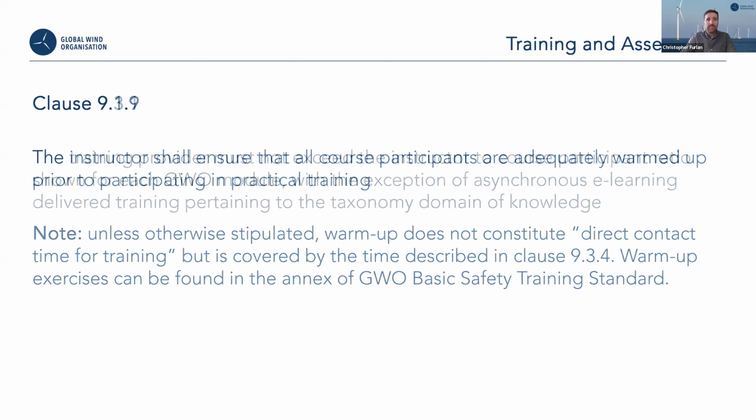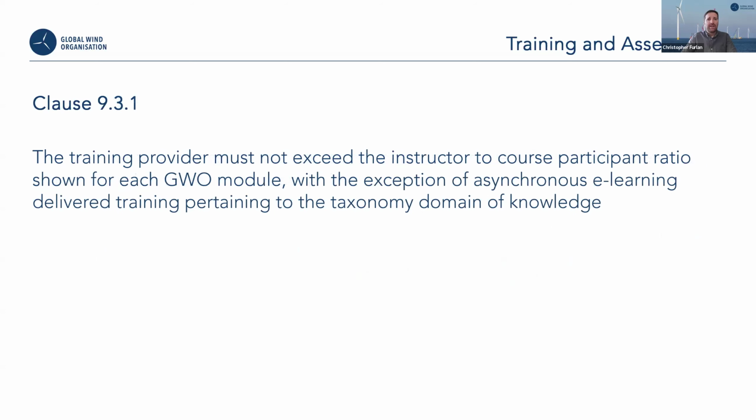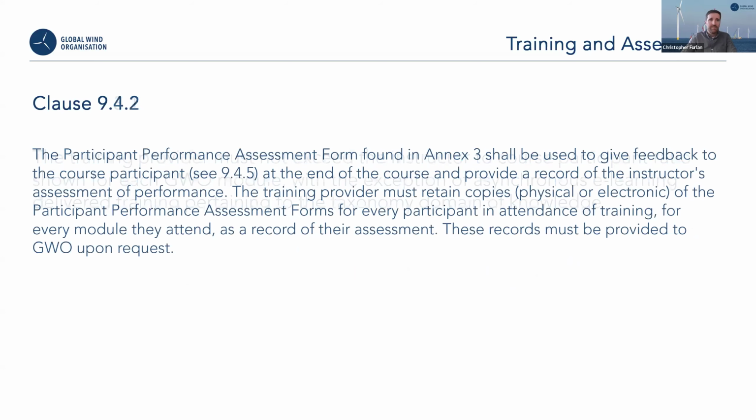Another thing that we've done here, which again is to try and make things a little bit simpler, is to say that the instructor participant ratio doesn't apply to asynchronous e-learning delivering the knowledge domain. So you don't need to have a maximum cutoff of 12 participants to an e-learning course. This change is quite significant.